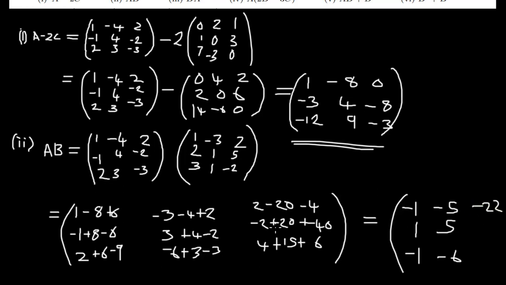And then negative 2 plus 20, that's positive 18, plus, what's this? Negative 2, this is supposed to be 4, not 40, sorry, it's supposed to be 4. So negative 2 plus 20, you get a positive 18, plus 4 you get positive 22, and then 4 plus 15 you get a 19, plus 6 you get a 25.